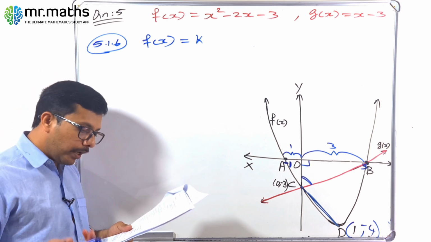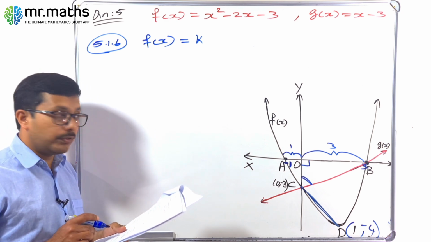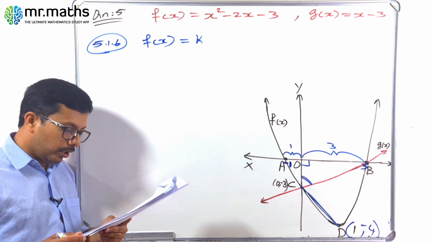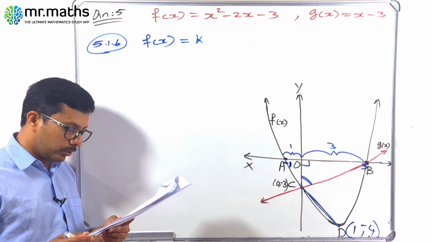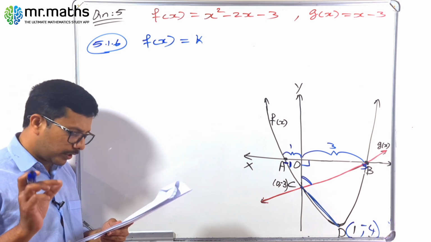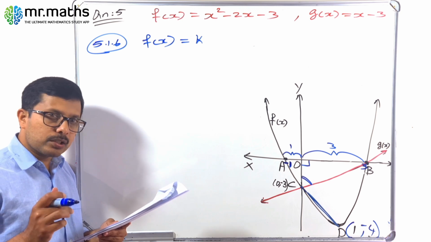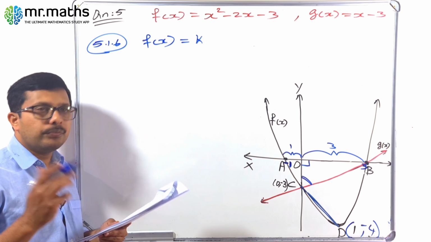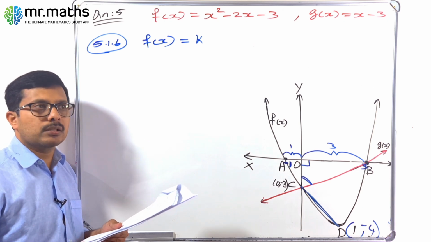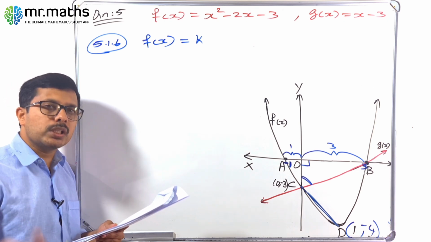Determine the values of y for which f of x, we are talking about the parabola, will have two unequal positive real roots. Wow, that's a tricky question. Two unequal means what? Two different, not equal, not the same, not like 3 and 3 or -3 and -3. So two unequal positive roots.